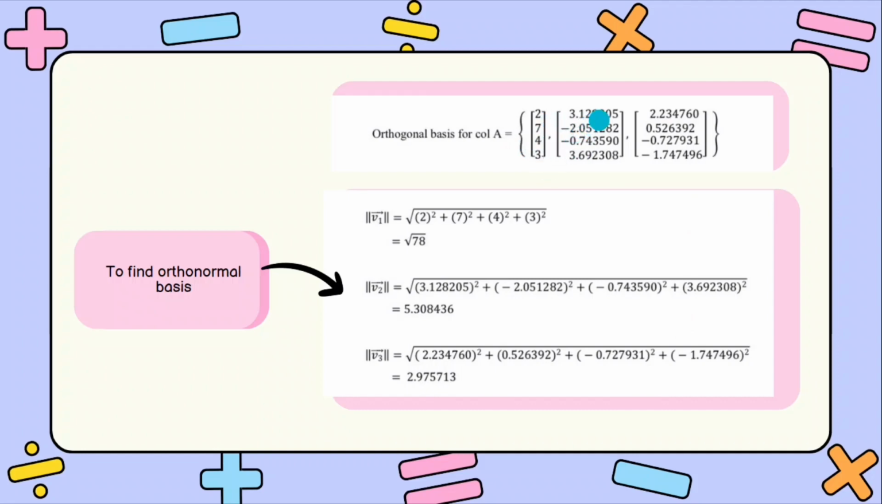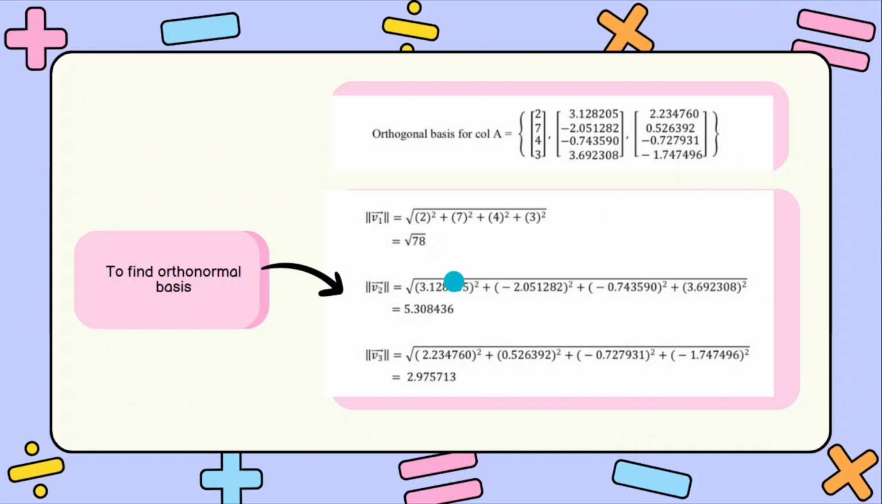With vector 1, vector 2, and vector 3, we know that the orthogonal basis for column A is equal to 2, 7, 4, 3 for vector 1. Vector 2 is equal to 3.128205, row 2 is equal to negative 2.051282, row 3 is equal to negative 0.743590, and row 4 is equal to 3.692308 for vector 2. And for the vector 3, we know the answer is 2.234760, row 2 is equal to 0.526392, row 3 is equal to negative 0.727931, and row 4 is equal to negative 1.747496.